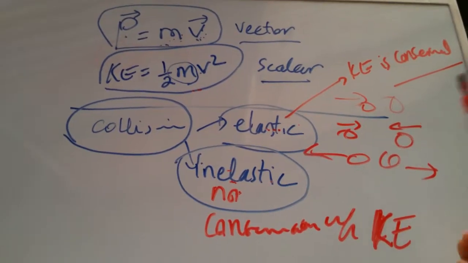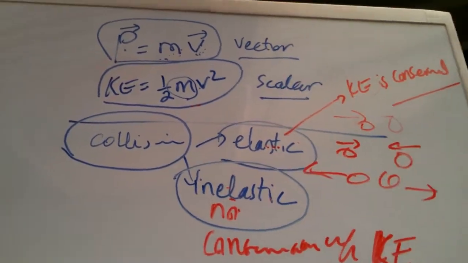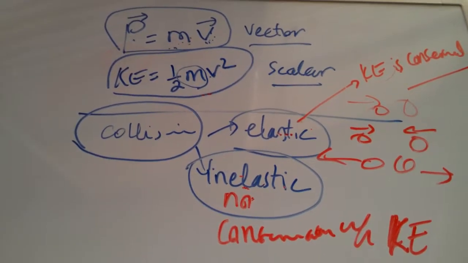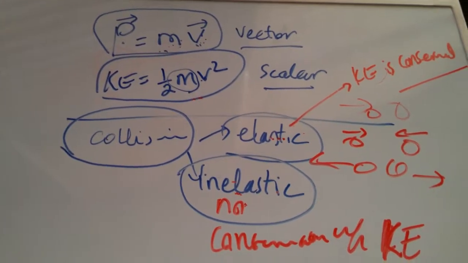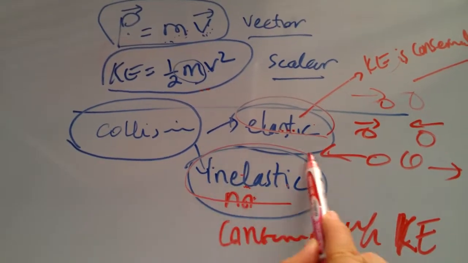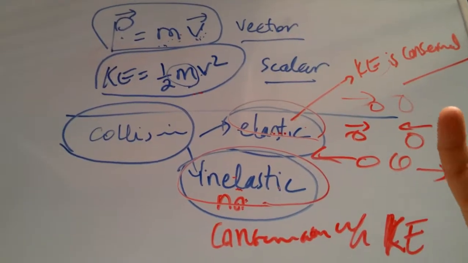How do you get to know which it is? Well, just figure out the kinetic energy before the collision and the kinetic energy after the collision, and that's very telling. If the numbers are the same, it tells you it's elastic. If the numbers are not the same and some energy is lost in between, then it's inelastic.